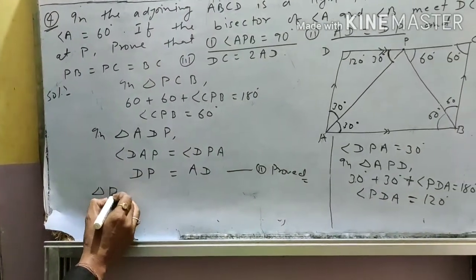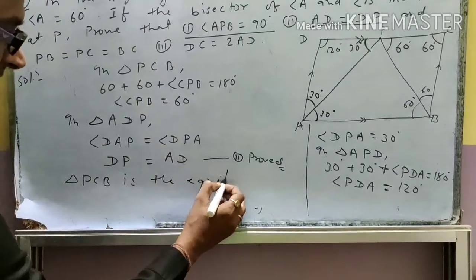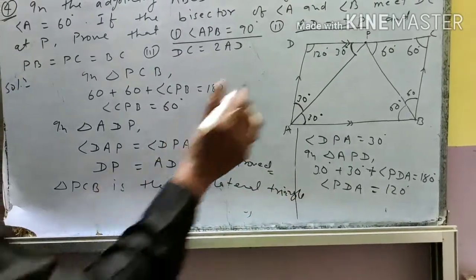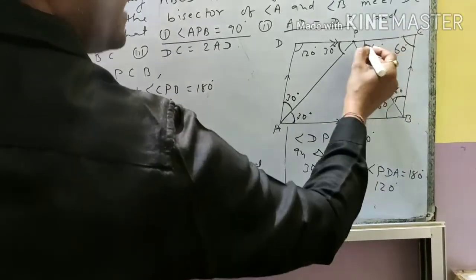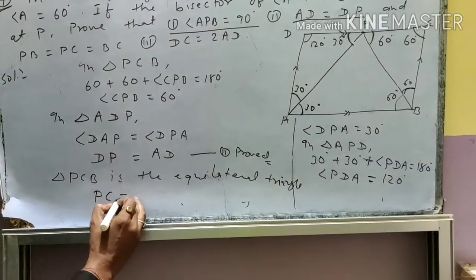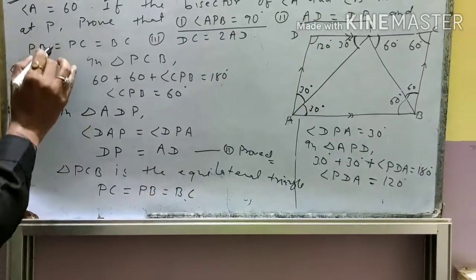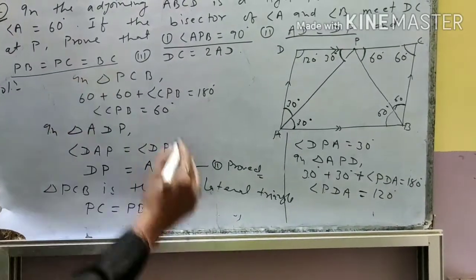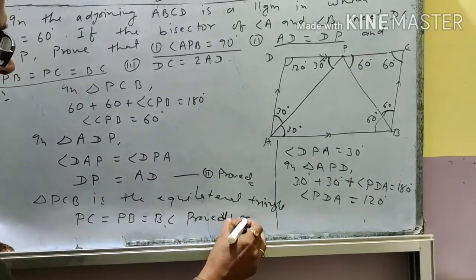Triangle PCB is the equilateral triangle because all angles are equal. All angles are 60 degrees. Then we can say here PC is equal to PB is equal to BC. Look at here, student. PB is equal to PC is equal to BC. This one is also proved. This is the second proof.